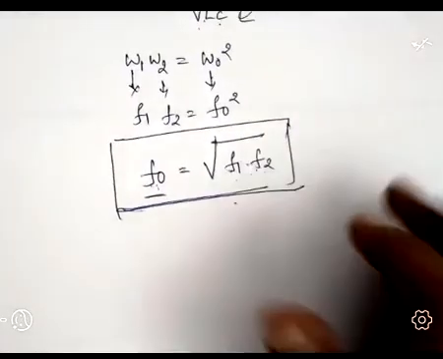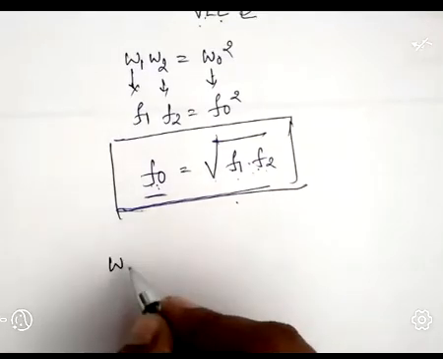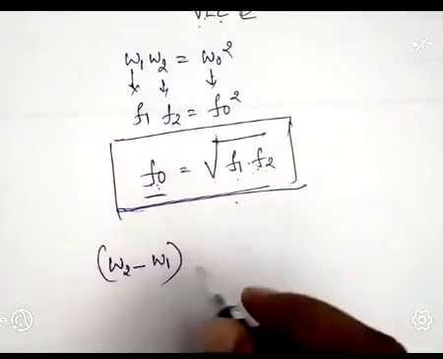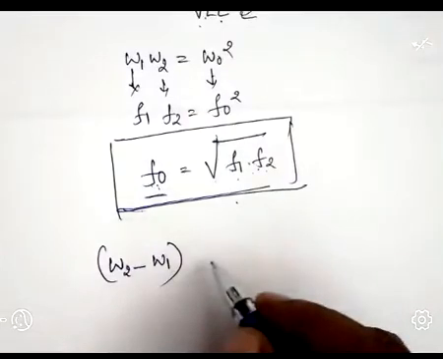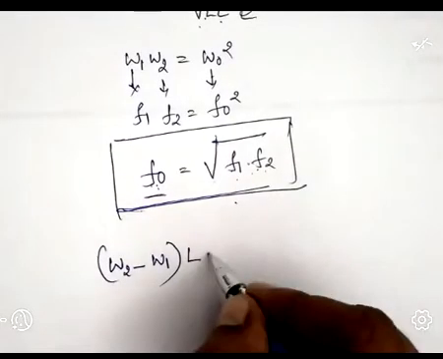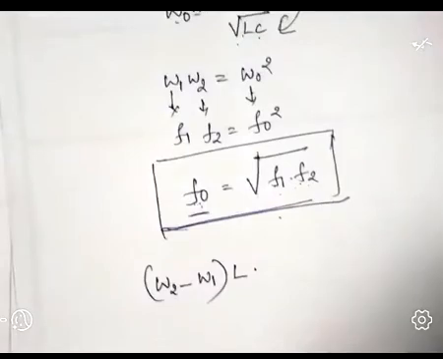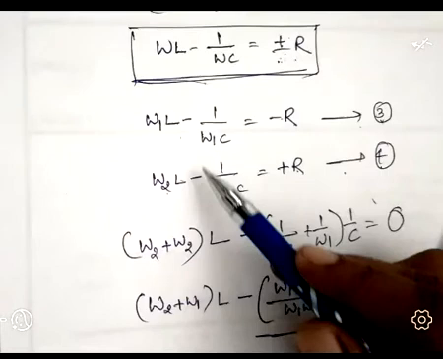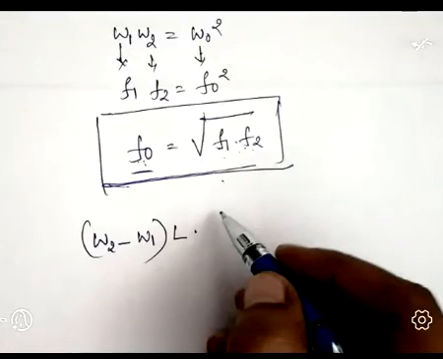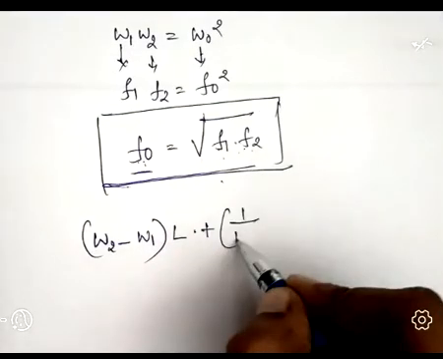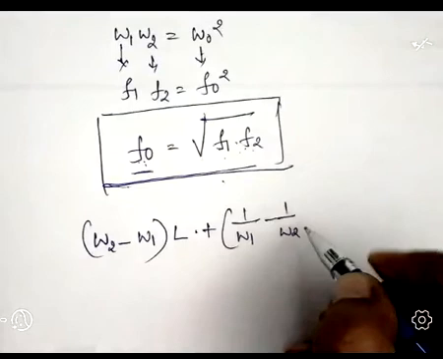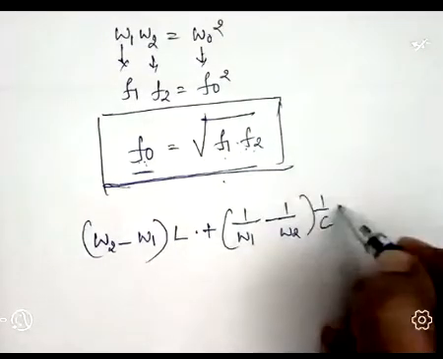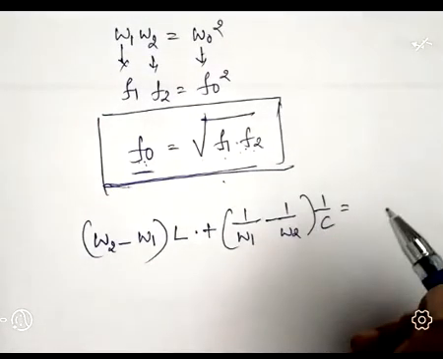Let us subtract the equations. Now what we're getting: omega 2 minus omega 1 into L. Okay, observe here. Subtracting 3 from 4, minus of minus becomes plus. That is plus 1 divided by omega 1 minus 1 by omega 2 into 1 by C is equal to R. Minus of R, it becomes 2R.